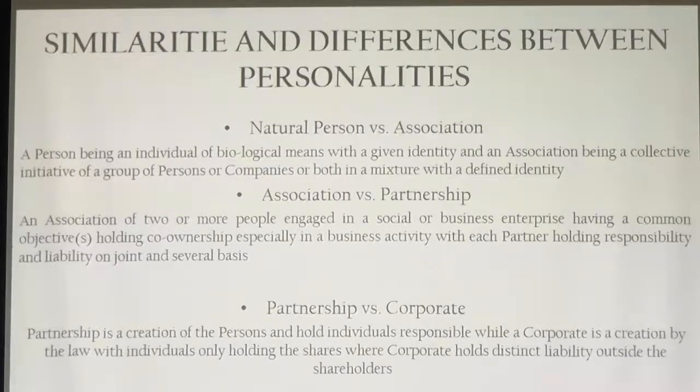The similarity there is that an association consists of natural persons, but not always. It could also be a mixture of natural as well as juridical persons, as I showed you before. But a natural person is always a natural person. It's a biological person. So therefore, associations tend to take more of a juridical personality than of a natural person.